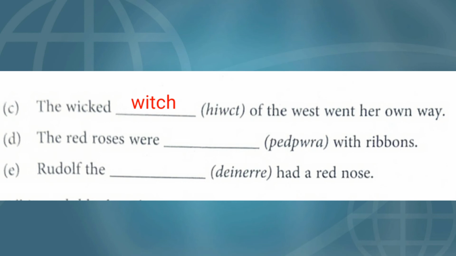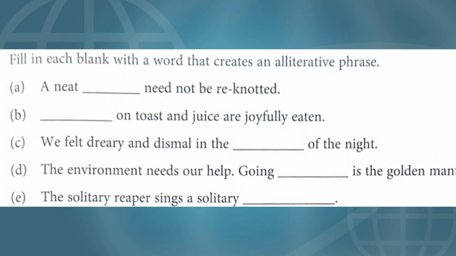The next one, the red roses were dashed with ribbons. The answer is the red roses were wrapped with the ribbons. So look at the last one. Rudolph the dash had a red nose. Let me repeat the answer. Rudolph the reindeer had a red nose. So now let's move to the next exercise.